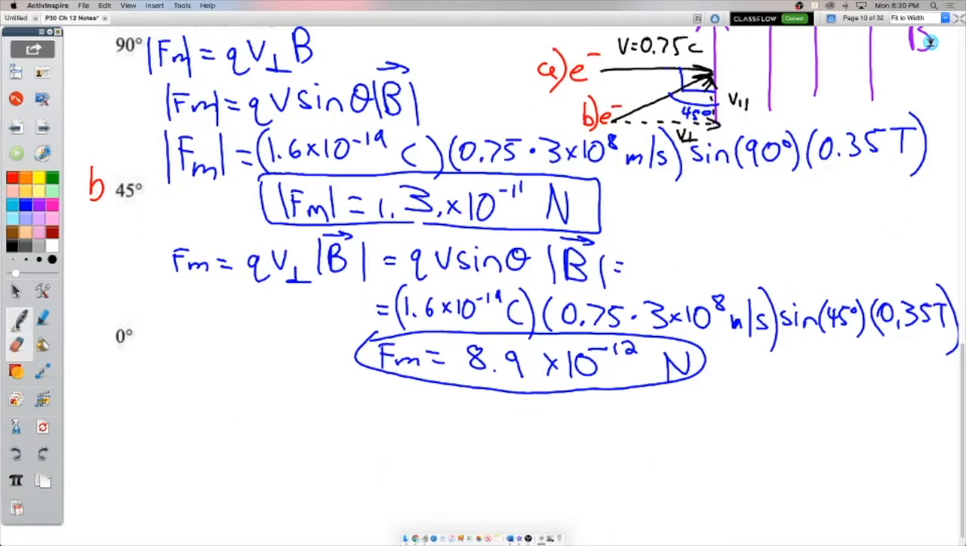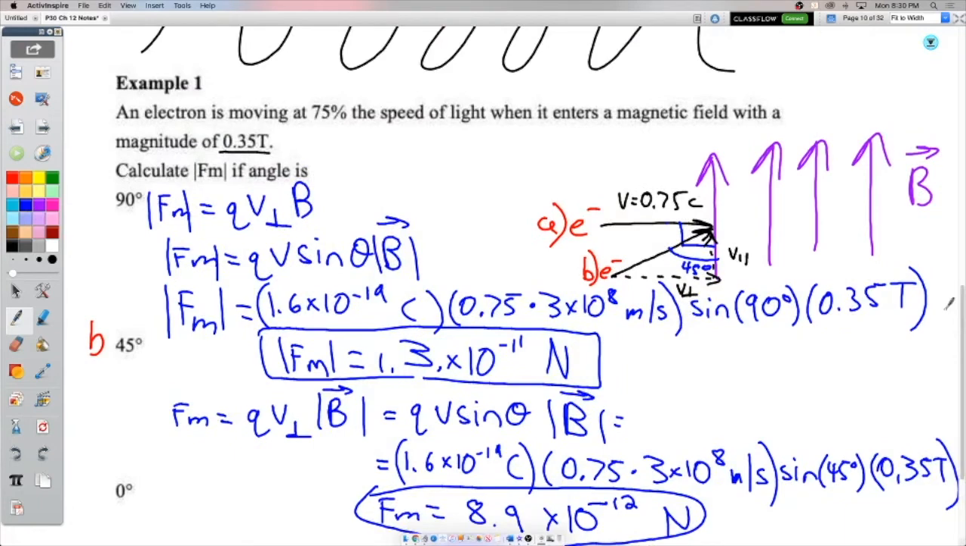Finally, what if its angle of entry now is 0 degrees? So the angle between the magnetic field and it is now going to be 0 degrees. What does that mean that it comes in looking like? Well, how do I make this angle 0 degrees? I keep making this smaller and smaller and smaller, right? So I'm going to show you over here. If it enters at 0 degrees, it enters perfectly parallel, right? Two lines that have an angle between each other of 0 degrees, well, those are parallel lines, okay?